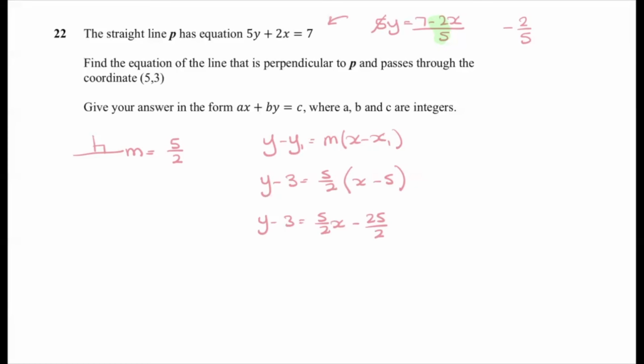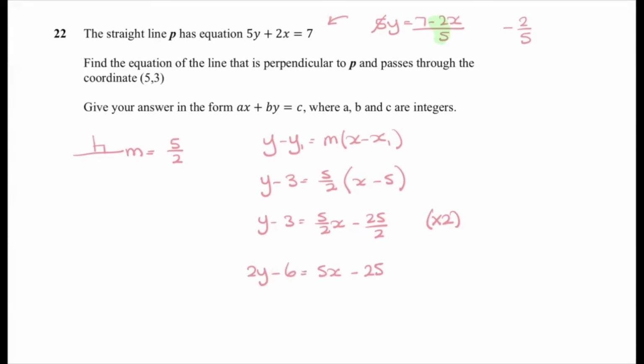Now, at this stage, and you don't have to do it at this stage, I'm just going to do it because I actually believe it will be easier. It says that we have to give our answer in a particular form where A, B, and C are integers, and I've got fractions here. So I'm going to multiply through by 2 and get rid of those fractions, because that means I will have less fraction work to do because I'll already be in integers. You have to remember that you're multiplying everything by 2. So that would give us 2y minus 6 equaling 5x minus 25.